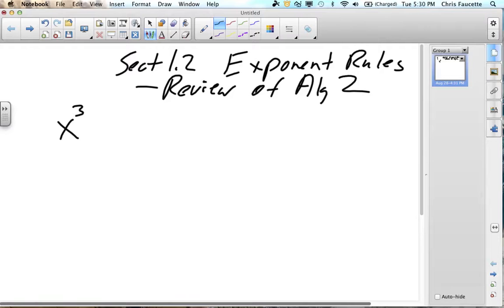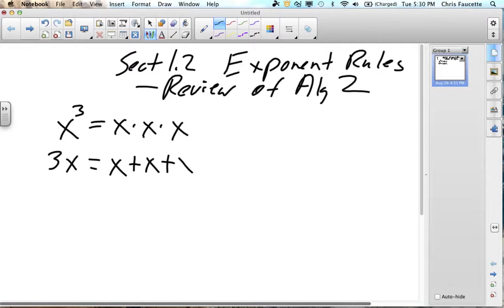Let's take a look at two things, x cubed and 3x. They both involve x's and 3's, but they mean very different things. X cubed means x times x times x, whereas 3x means x plus x plus x. And these are very, very important.